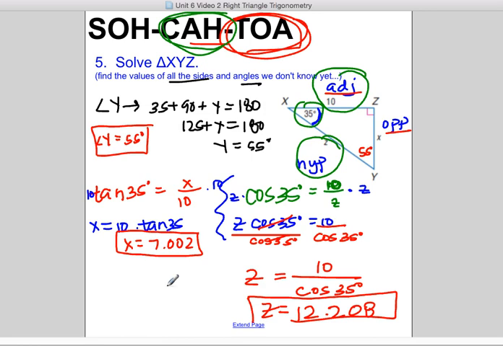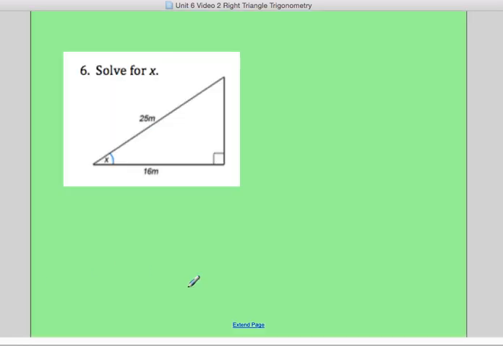Okay. We're going to switch gears to finding angles. So if you have any questions so far on trig, please write them down or come and ask. Otherwise, let's move on to finding some angles.